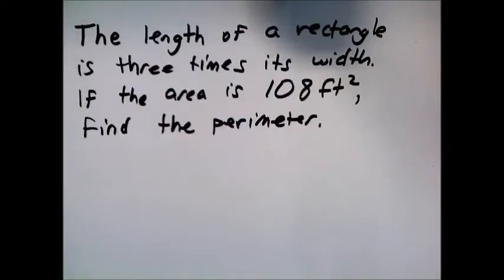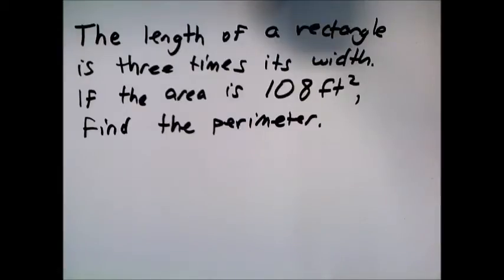Here we're going to look at if they tell us either the perimeter or the area of a rectangle, we can find the other one. Mainly it's that we can find the dimensions of the rectangle, and then you can figure out perimeter or area. In this one they say the length of a rectangle is 3 times its width, and the area is 108 square feet. Find the perimeter.